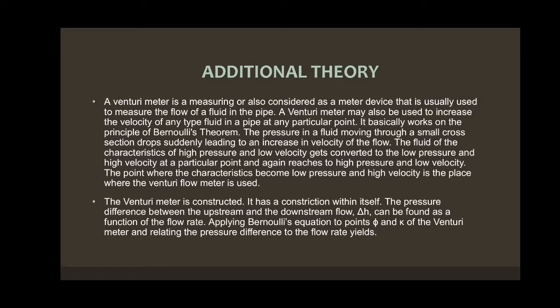A venturi meter is a device used for measuring the rate of flow of a fluid through a pipe, and it is also used to increase the velocity of any type of fluid in a pipe at any particular point. To make it simple, when a fluid moves through a small cross section in the venturi meter, the pressure in the fluid drops suddenly, leading to an increase in the velocity of the flow.